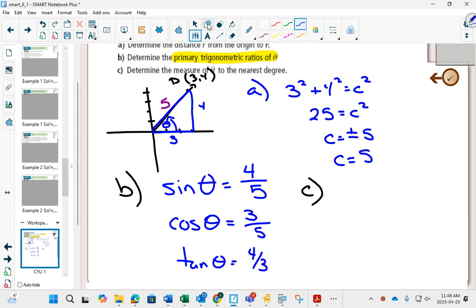And then finally in part C, we want to find the actual angle. And we have 3 equations. You could use any one of those equations. They're all going to give you the right answer. But technically this one is the best.